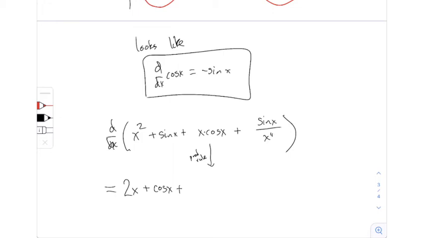Remember the product rule? It's the first thing times the derivative of the second thing plus the second thing times the derivative of the first thing. So this is going to be kind of bigger than the other parts. It's the first thing, which is x, times the derivative of the second thing, which will be negative sine x, plus the second thing, which is cosine x, times the derivative of the first thing, which is just 1, right? Derivative of x is 1.